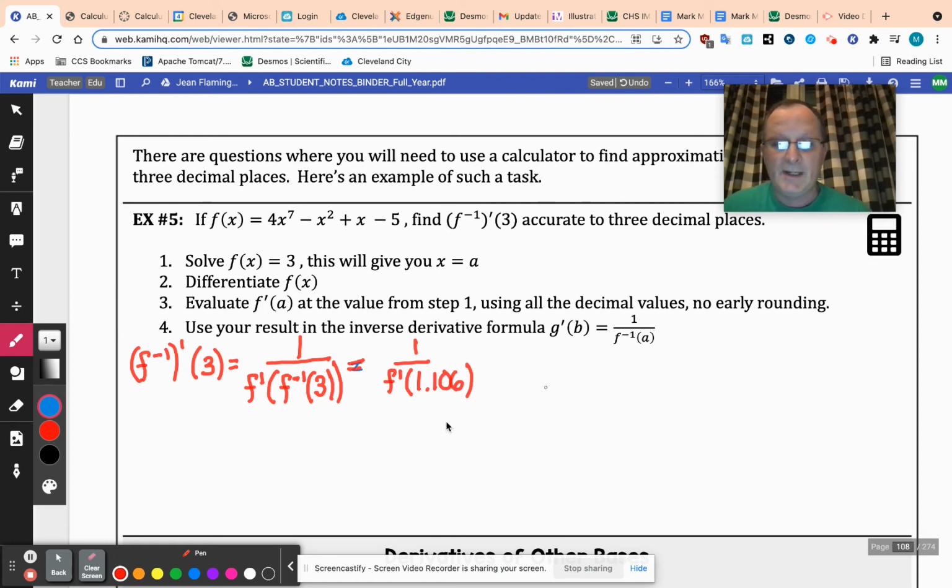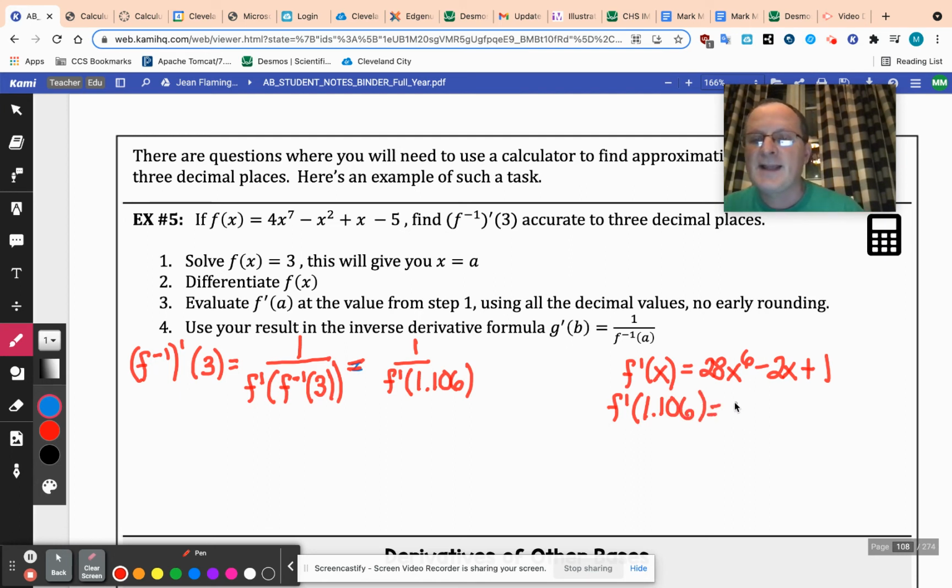So f prime is no big deal. So let's do that right here, I guess. So f prime of x, doing the power rule straight across, will be 28x to the sixth minus 2x plus 1. And I want to know then f prime of this crazy decimal, 1.106. There's a way to do this on the graphing calculator, but since that's not working for me right now, I'm just going to go ahead and substitute in. You can do math 8, right? And use that equation and then put 1.106 in. I can show you on the screen.